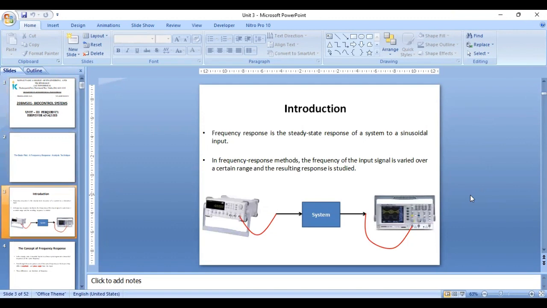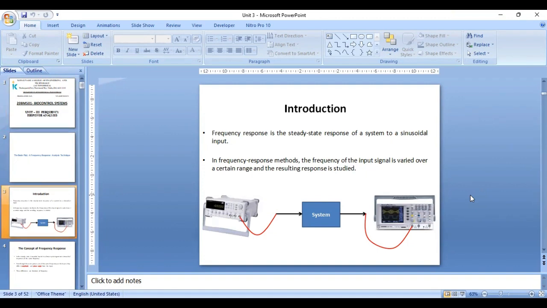Frequency response is the steady state response, or output, of a system when the input to the system is a sinusoidal signal. The magnitude and phase relationship between the sinusoidal input and the steady state output of a system is termed the frequency response.